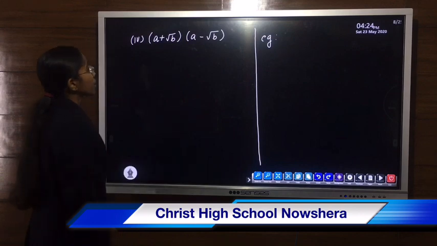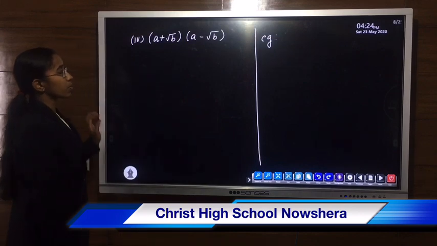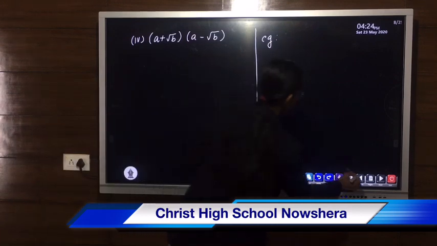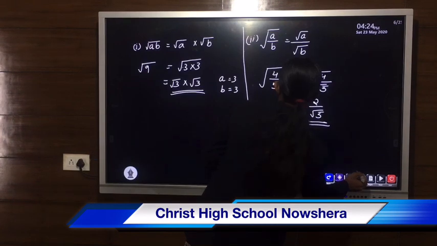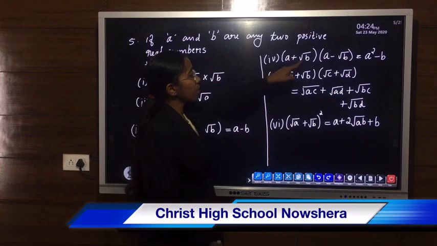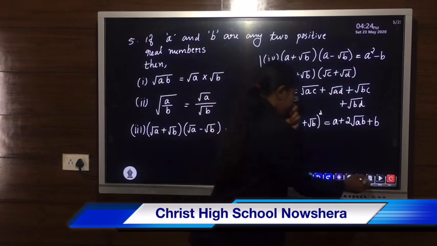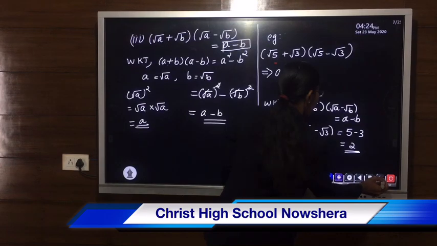What is our fourth equation? a plus root b into a minus root b. What is a plus root b into a minus root b? a plus root b into a minus root b is a square minus b. Let's check how it comes.